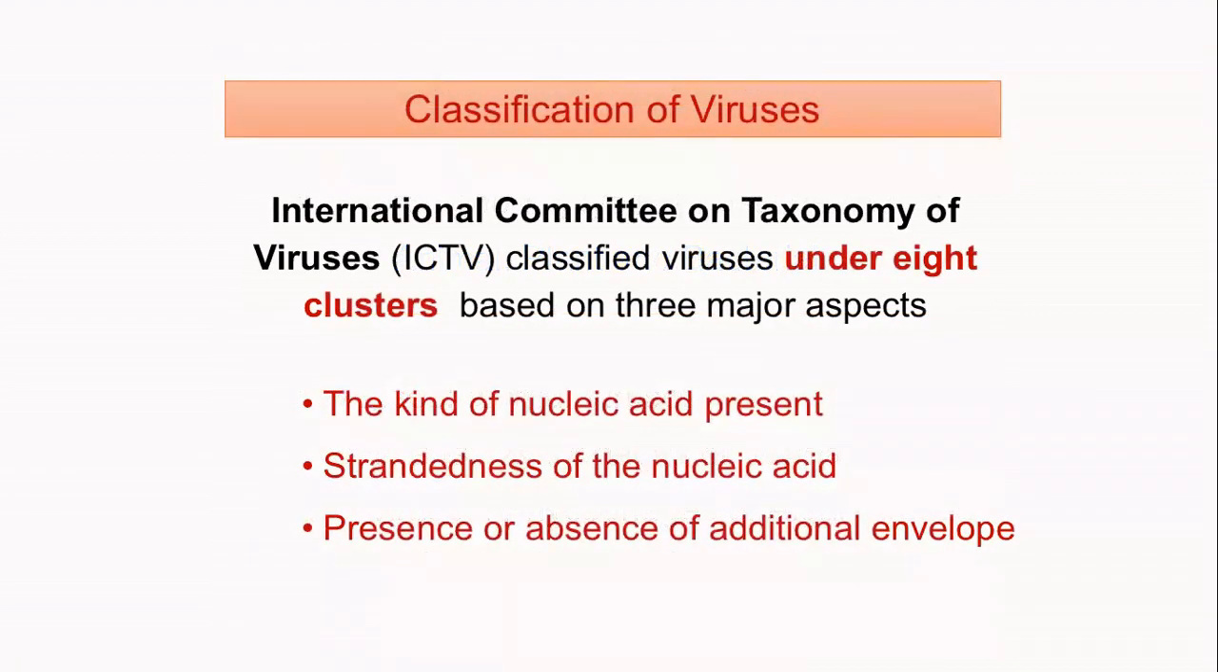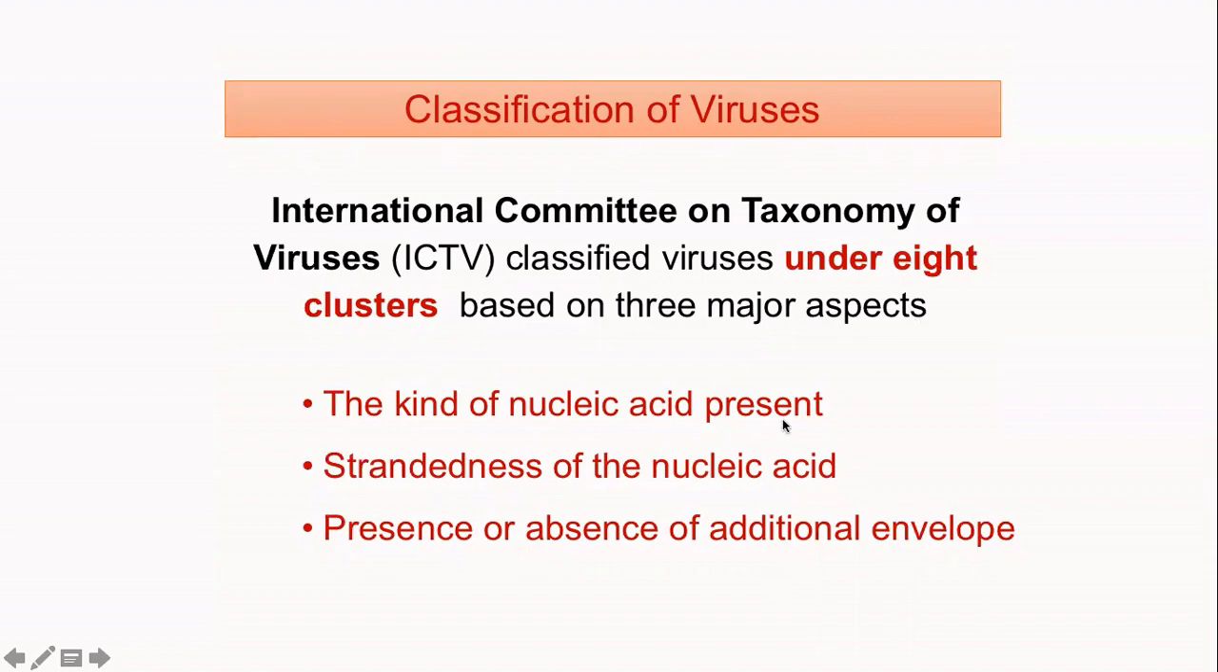The most important and well acclaimed classification of viruses is by the International Committee on Taxonomy of Viruses, in short known as the ICTV, all in capital letters, International Committee on Taxonomy of Viruses. They classify viruses under 8 clusters based on 3 major aspects. So based on 3 major criteria, ICTV clusters the viruses into 8 clusters.